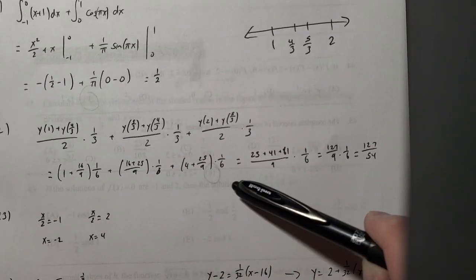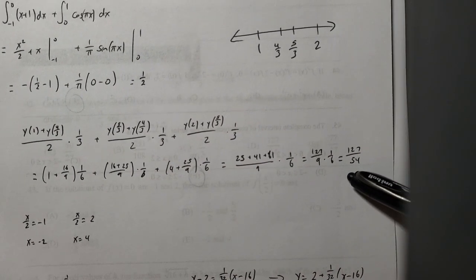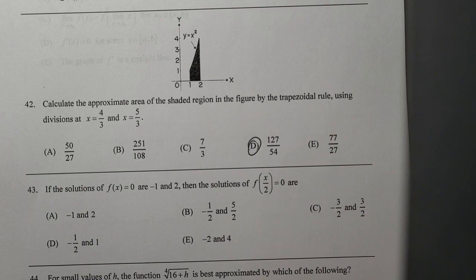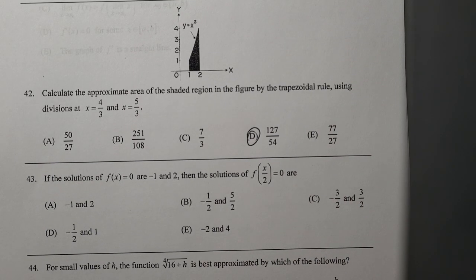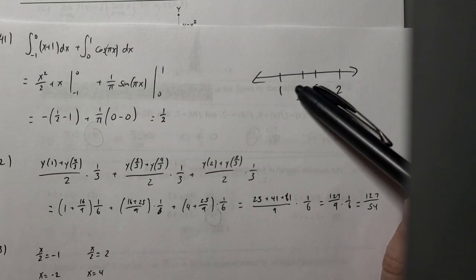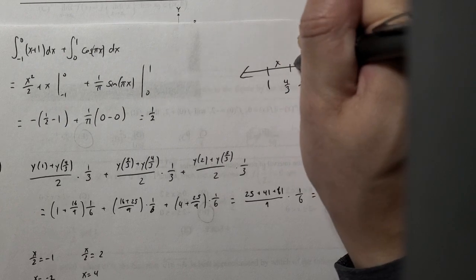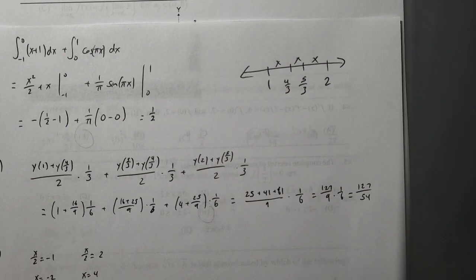You do all the math, I won't go over that. You get 127 over 54. So it's a tedious math problem. The key here was just getting the regions correct. So here's 1, here's 2, here's 3. And the area of a trapezoid is the average of the bases times the height.